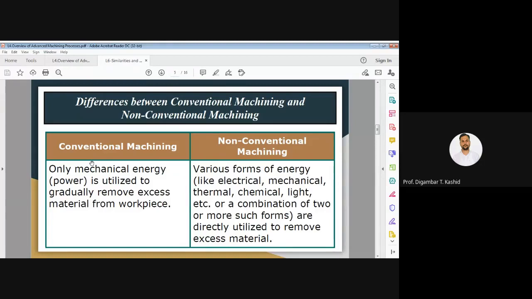But in non-conventional machining, various forms of energy like mechanical, electrical, thermal, chemical, and light, or a combination of two or more such forms of energy, are directly utilized to remove the excess material. Depending on these forms of energy, we have divided the non-conventional machining processes. We have already studied the classification of non-conventional machining.